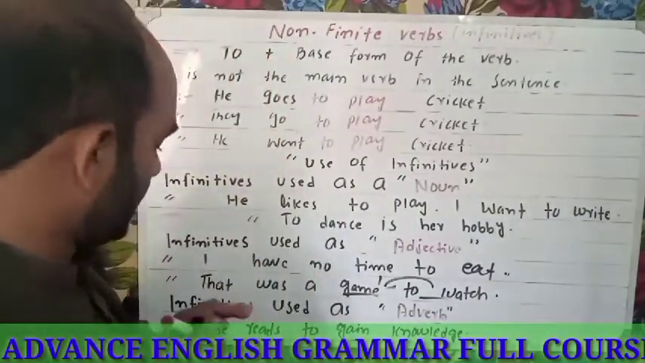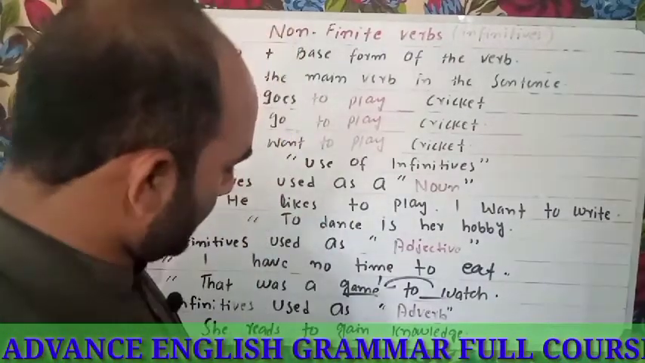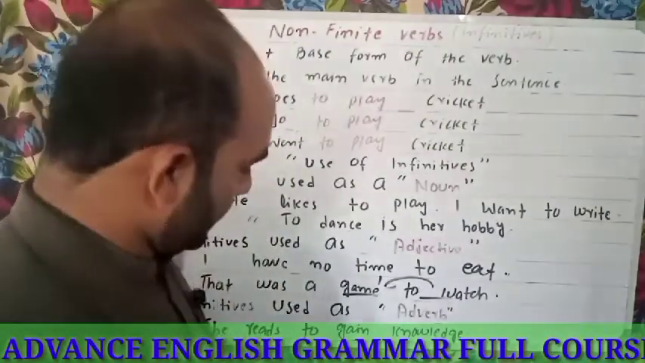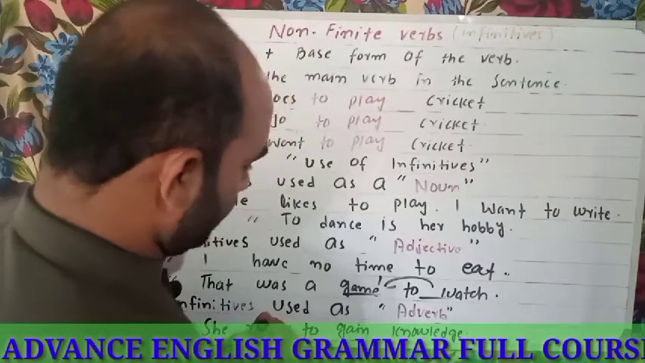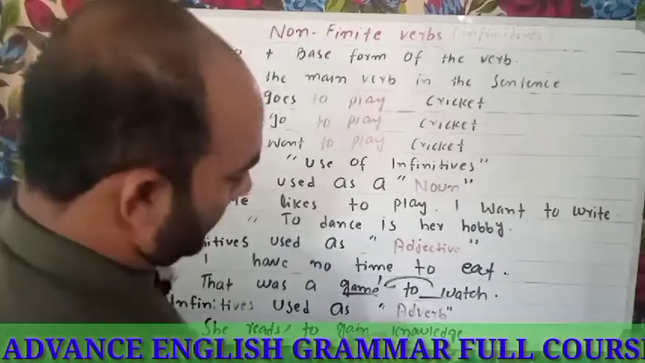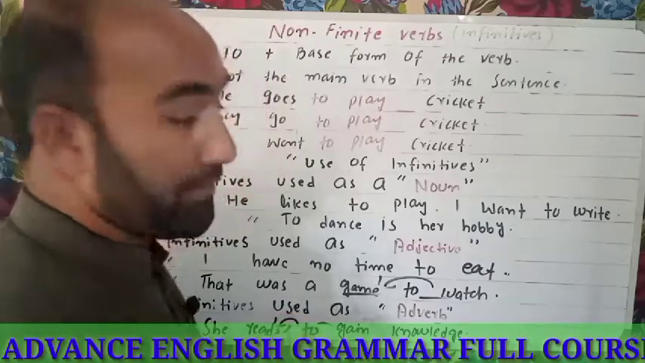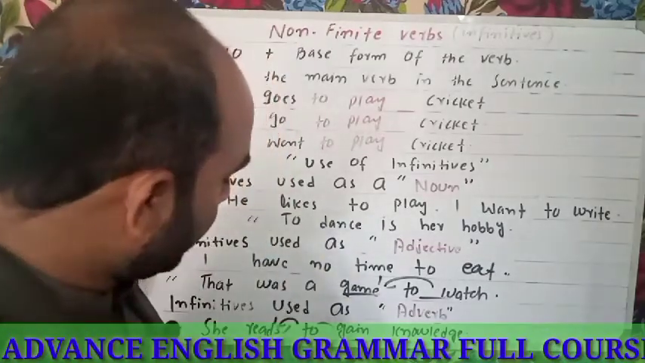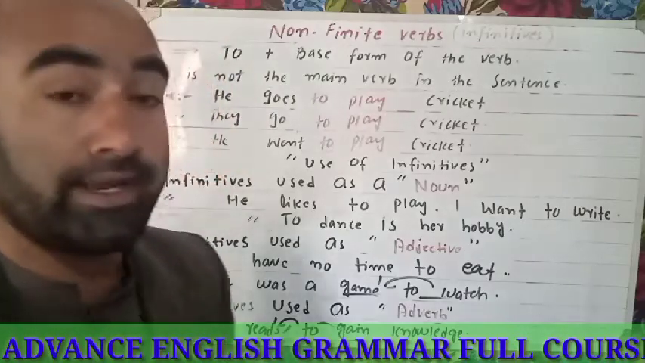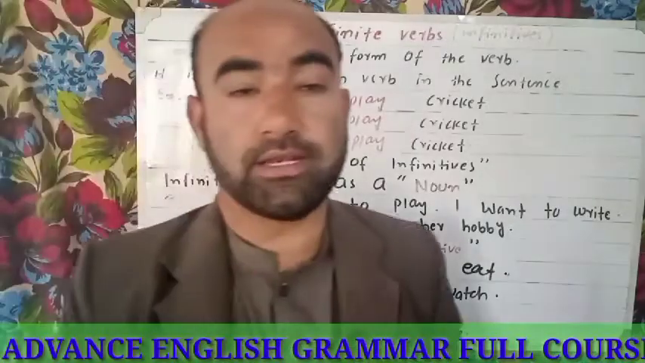The last but not the least, the infinitive used as an adverb. It also modifies the verb. She reads to gain knowledge. Now look here: to gain modifies reads. She reads to gain knowledge. It has been used as an adverb in the sentence. So they are used in three different ways.